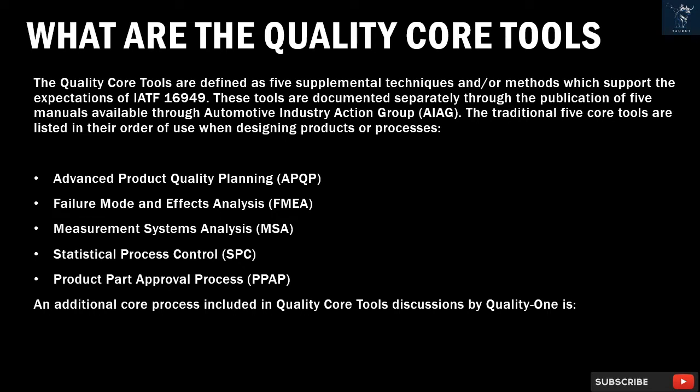The traditional 5 core tools are listed in their order of use when designing products or processes: Advanced Product Quality Planning (APQP), Failure Mode and Effects Analysis (FMEA), Measurement Systems Analysis (MSA), Statistical Process Control (SPC), Production Part Approval Process (PPAP), and an additional core process included in Quality Core Tools discussions by Quality 1 is Special Characteristics.